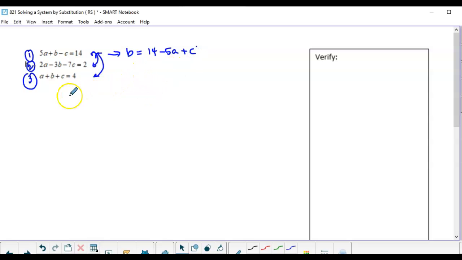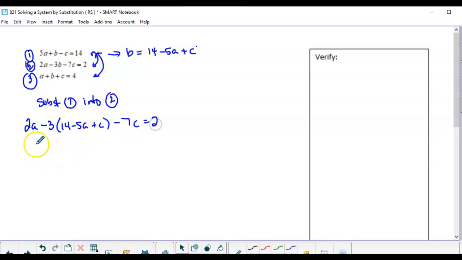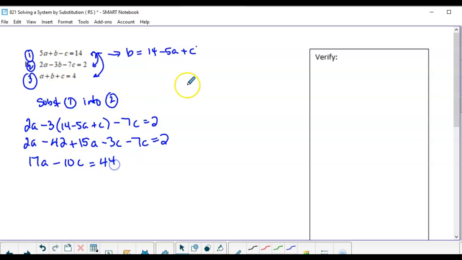And then I'm going to substitute, so substitute 1 into 2. So that'll be 2a minus 3 times (14 minus 5a plus c), minus 7c equals 2. It's going to be minus 42 plus 15a minus 3c minus 7c equals 2. 17a minus 10c, bring the 42 over, is 44.